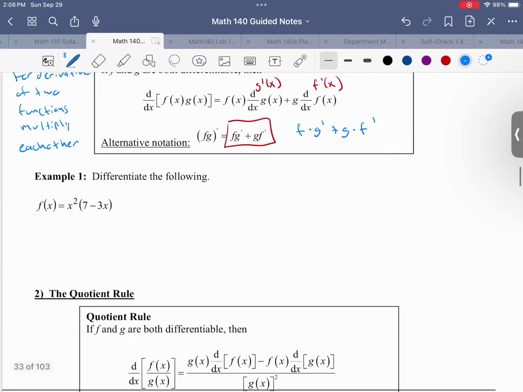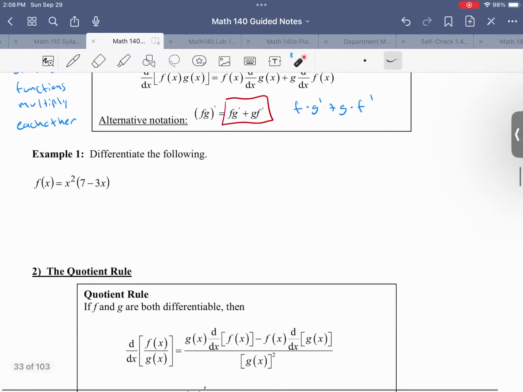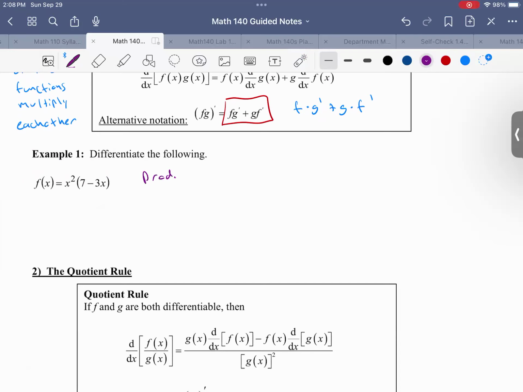Okay, example one, let's try this out. Differentiate the following: we have f of x equals x squared times 7 minus 3x. I could distribute this x squared in, or I can use the product rule instead of having to do that algebra in the beginning. So I know I need to use the product rule, which is f times g prime plus g times f prime.